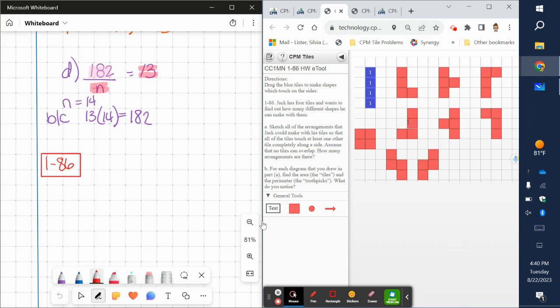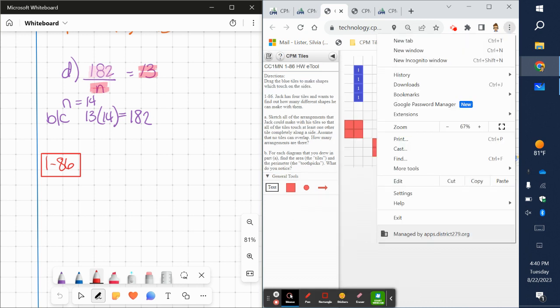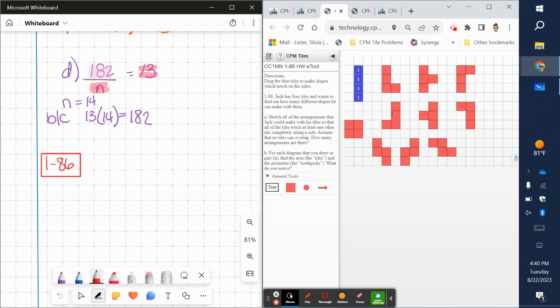Are there any other ones I can come up with? I can try to do that same kind of thing horizontally. I wonder if that counts as being different. And as you notice, I'm running out of space, so I'm going to zoom out a little bit, and that's going to get me some more boxes. You can't scroll over to the right, so you just have to zoom out if you want a little bit more space, or move and delete what you've got.